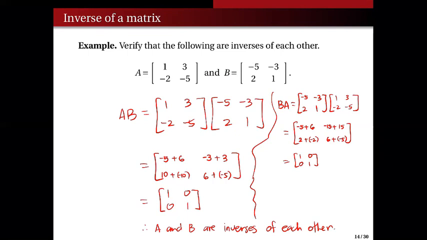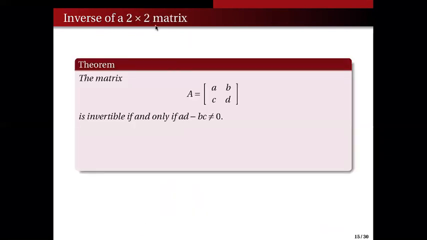For now, let us have a 2 by 2 matrix. Suppose your matrix A is given by this: A, B, C, D. Then this matrix A is invertible if and only if this holds: AD minus BC is not equal to 0. Meaning, if A is invertible, this should hold.